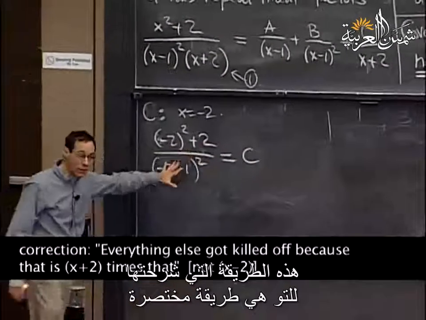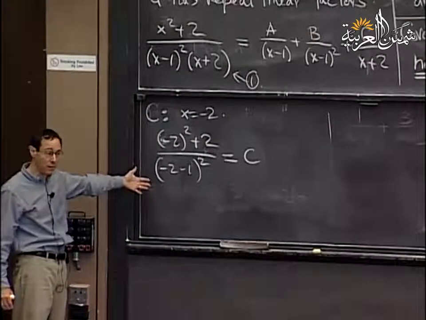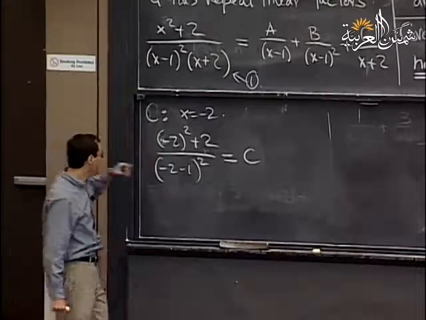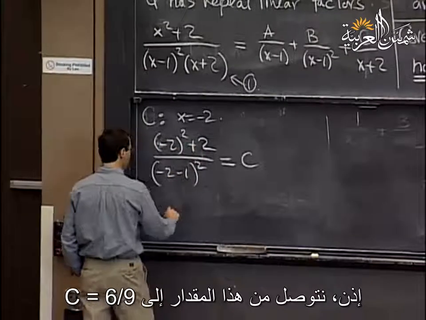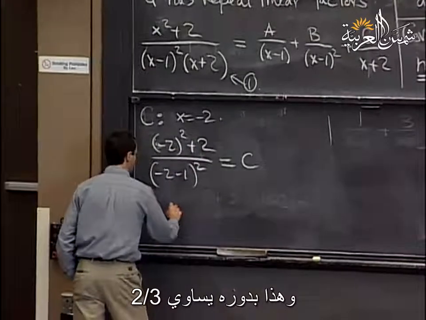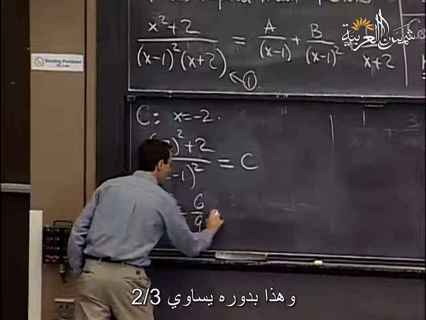Now, this is the shortcut that I just described, and this is much faster than doing all that arithmetic and algebra. So altogether, this is 6 over 9, right? So C is equal to 6 over 9, which is 2/3.